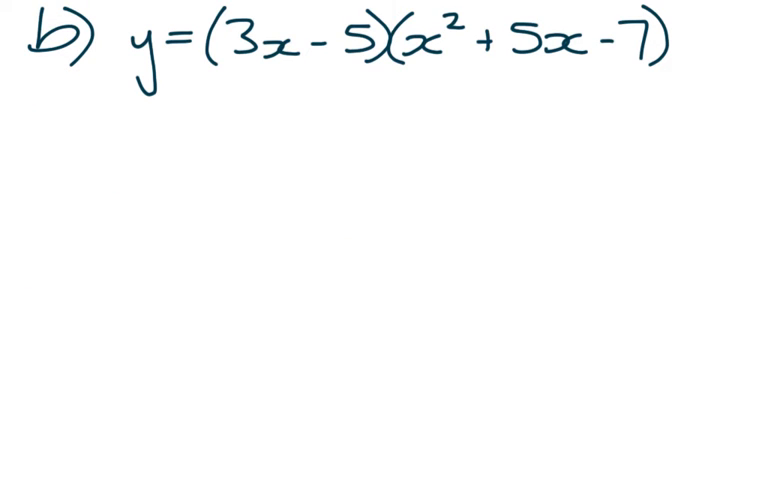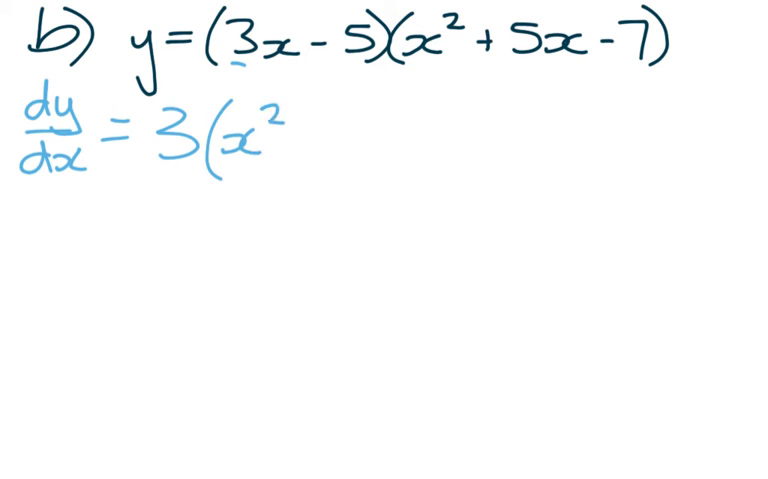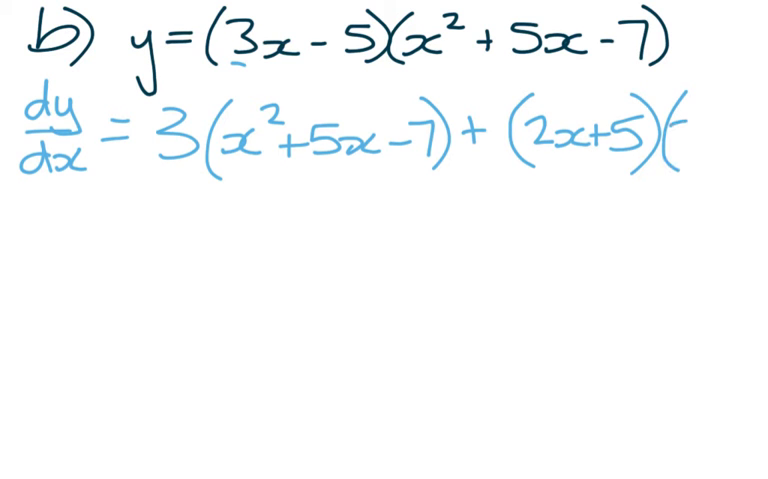Second one, we've got y equals 3x take 5 times x squared plus 5x take 7. So we write down dy by dx. Now we're doing the derivative of the first, which is just 3, times the second, which is x squared plus 5x take 7. And then we add on the derivative of the second, which is 2x plus 5, multiplied by the first, which is 3x take away 5. And again, we can expand that if necessary. Otherwise, that is showing use of the product rule. We will expand it just so you've got that expansion knowledge in here as well.